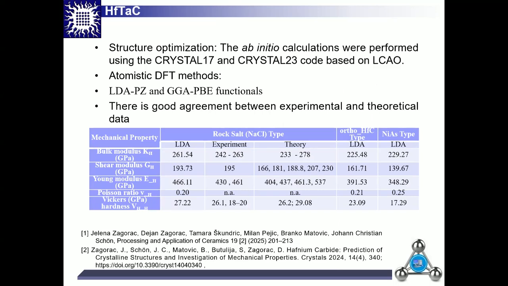From the DFT methods, we used ab initio calculation. This was done in the CRYSTAL17 code, which is based on a linear combination of atomic orbitals. From the DFT methods, in this case we used LDA and GGA. As I said, there was good agreement between experiment and theory. For pure hafnium carbide calculated with LDA, the bulk modulus is 261, and the experimental value is up to 263. There is also previous theory, which is higher. The shear modulus has again the same value as the experiment, and so do the Young's modulus and so on.